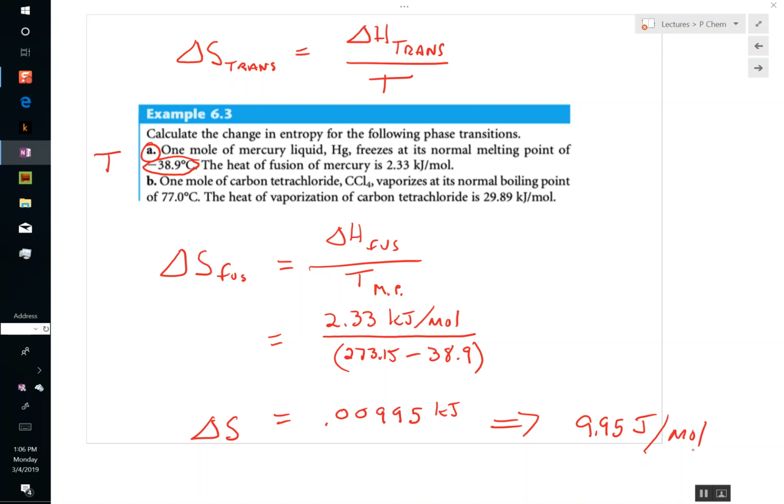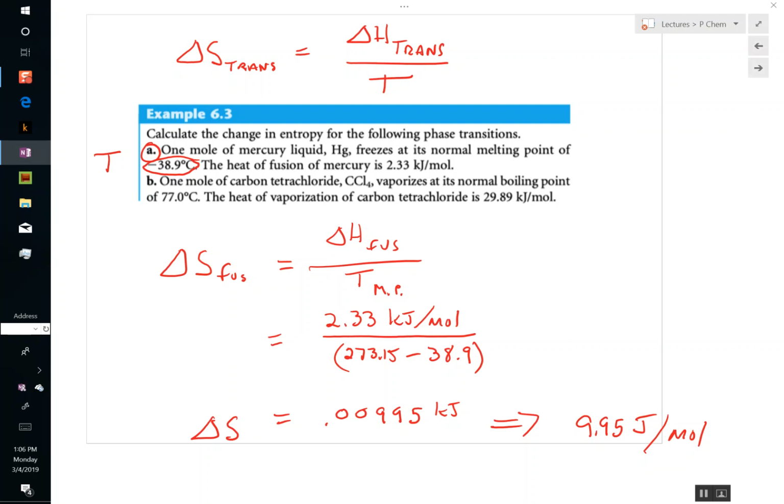Okay. So I'm just trying to show you how to use your equation quickly. And then there's another one there for carbon tetrachloride. So here is a straightforward way of calculating a change in entropy.